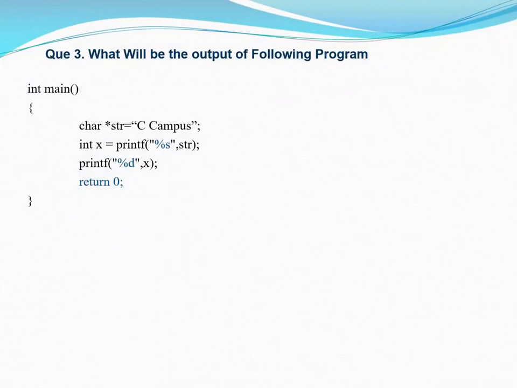Let us consider our next question. Question number 3. What will be the output of the following program? So a program is given here and you have to tell the output of this program. These are the options from where you have to select the one correct answer. So please pause the video for some time and try to guess the output of this program.